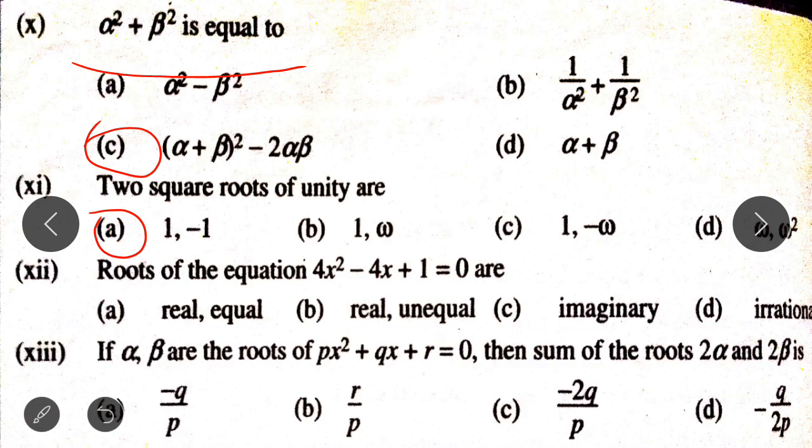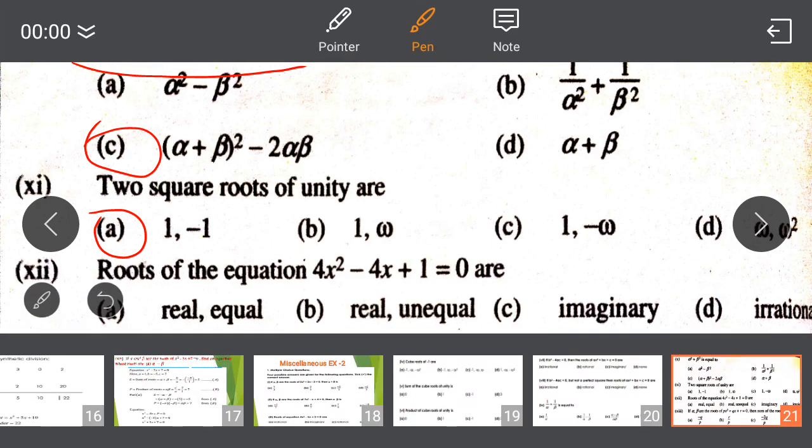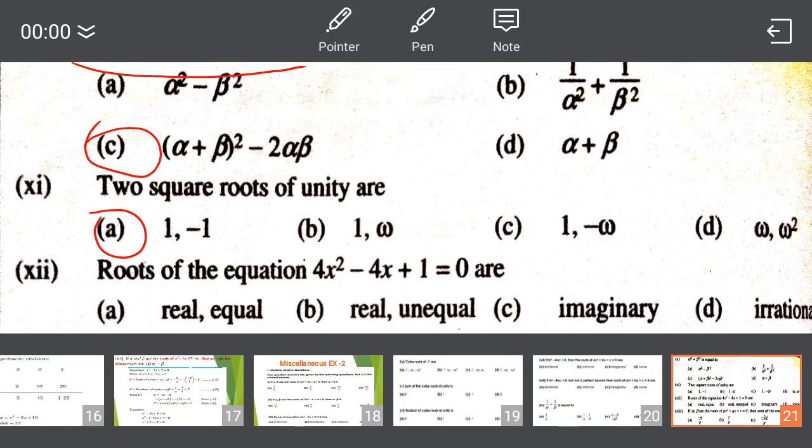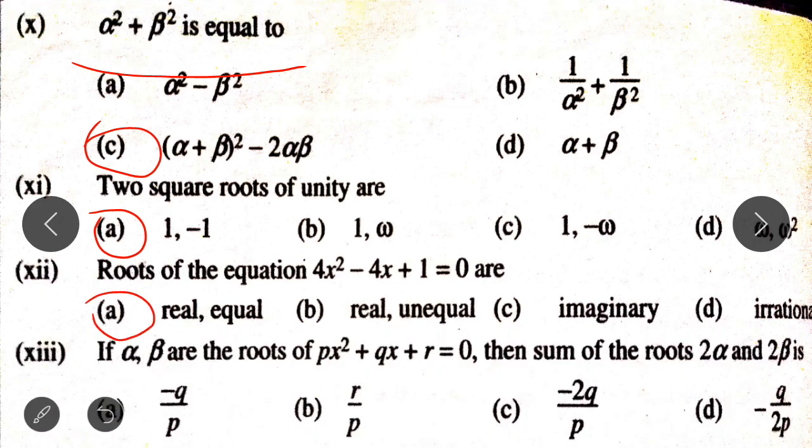Roots of the equation: you are going to find out the types of the roots of the equation with the help of the discriminant. Discriminant is what? b square minus 4ac. So here b square will be 4 fours are 16, and ac, 4 fours are 16. Of course it will be 0, so the roots will be real. Am I correct? Yeah, the roots will be real. You have to solve it.